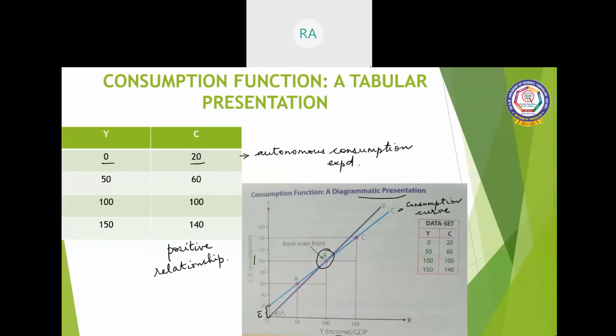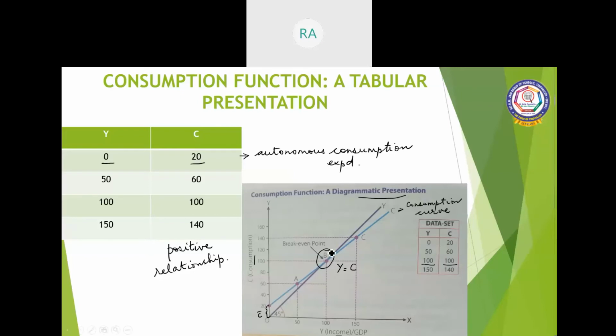The consumption line crosses the income line at point B, and as I've already told you, this is the break-even point. Here the total consumption is equal to total income. Y is equal to C. Income is equal to consumption. Income is 100, consumption expenditure is also 100. You can notice this in the tabular column: income is 100, consumption expenditure is also 100.